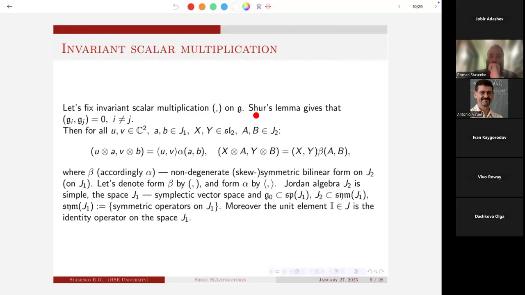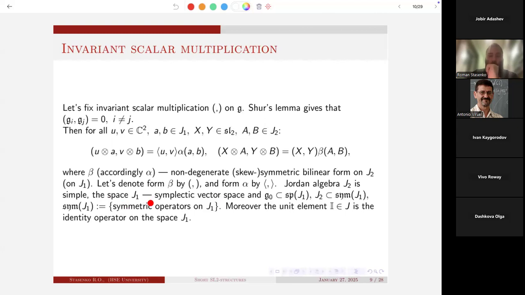As on the algebra G, this scalar multiplication is non-degenerate and invariant, we can see that on the algebra J2 there is a non-degenerate invariant symmetric scalar multiplication, and one can derive from this that the Jordan algebra J2 is simple.